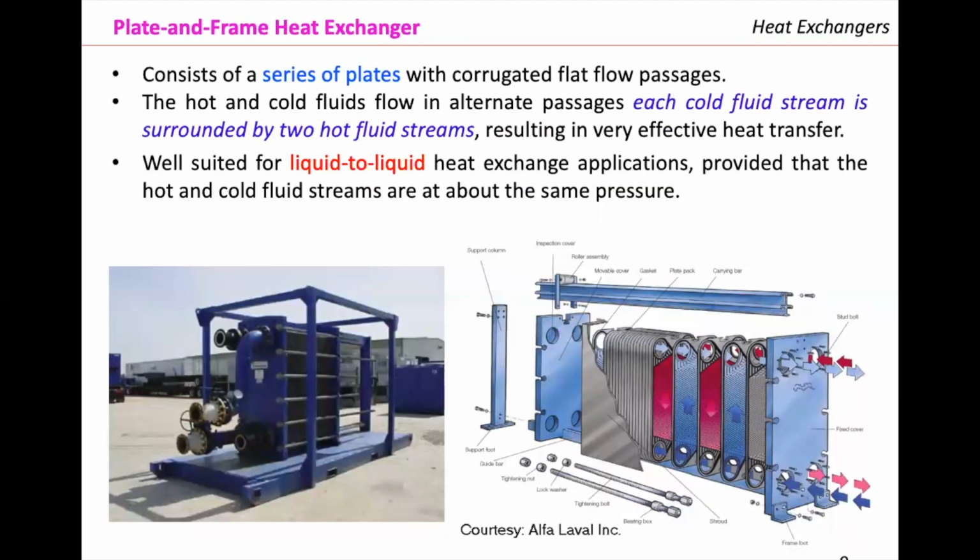Another type of heat exchanger is a plate and frame heat exchanger, and the name comes from the geometry, as you can see. It consists of a series of plates with corrugated flat flow passages. The hot and cold fluids flow in alternate passages. Each cold fluid stream is surrounded by two hot fluid streams, resulting in a very effective heat transfer. So as you can see, for example, here, this cold fluid is surrounded by two hot, right? The red ones in this image imply the hot fluid, and this one is the cold one.